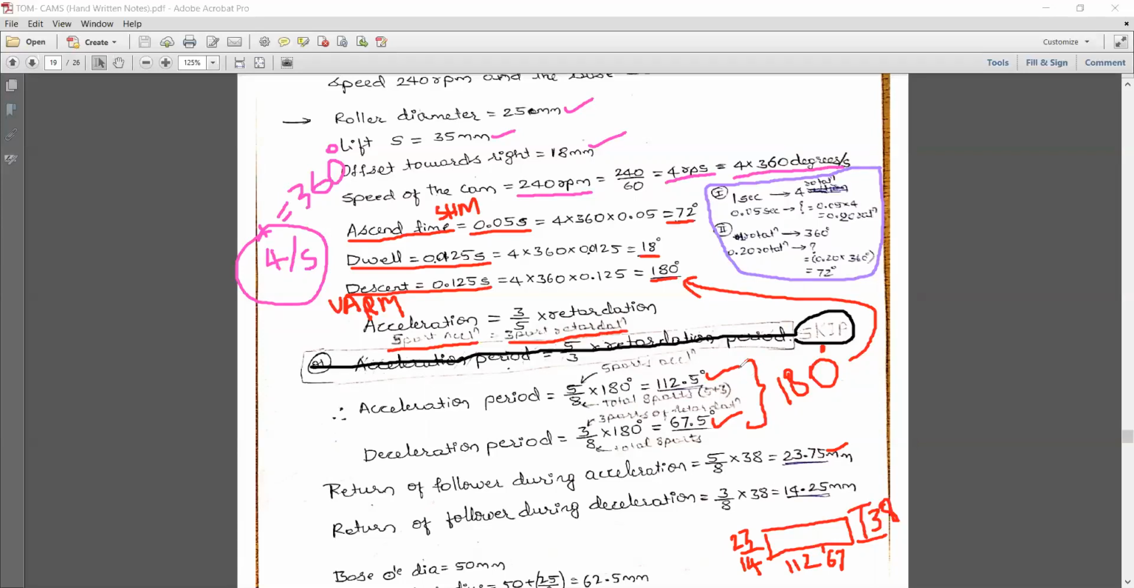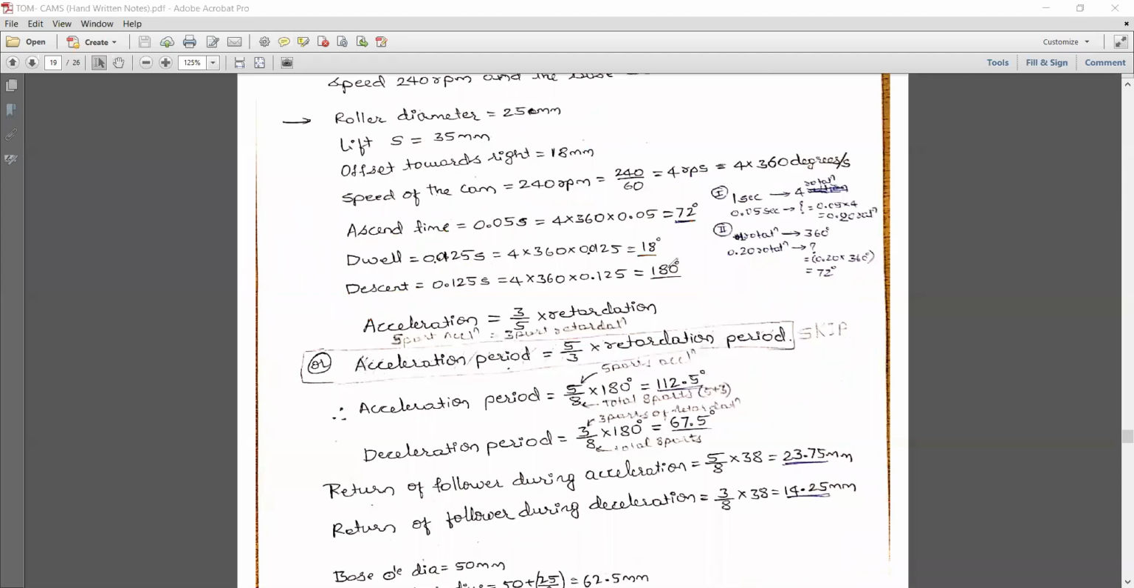Okay, now we'll start with the actual drawing. I'll clear this. If you want, you can take a screenshot.